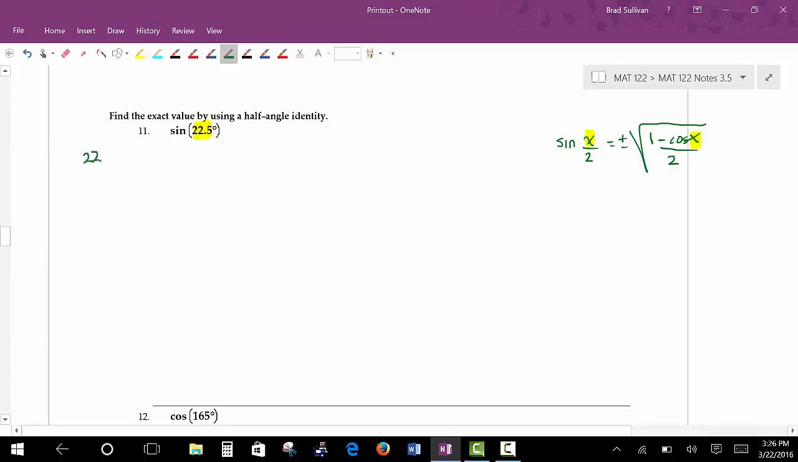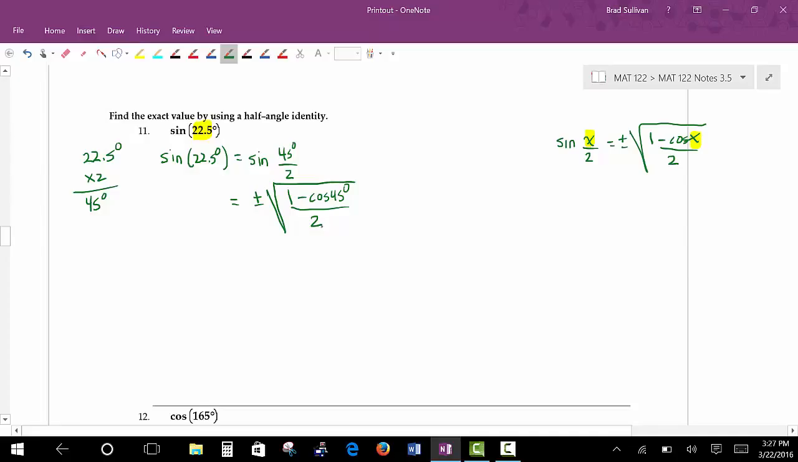So if we take 22.5 and we double it, we're going to get 45 degrees. So we start this problem by saying the sine of 22.5 degrees can be written as the same thing as the sine of 45 degrees over 2. All right? Now, in this thing, notice that x is 45. x is not 22.5, it's 45. So we're going to write this as plus or minus square root of 1 minus the cosine of 45 degrees all over 2. Okay, like that.